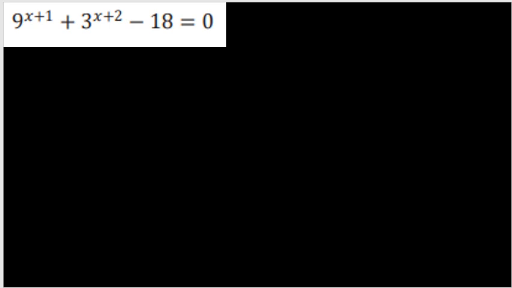Okay, let us see how to solve this exponential equation. It says 9 to the power of x plus 1 plus 3 to the power of x plus 2 minus 18 is equal to 0. So what to do? 9 to the power of x plus 1 is the same as 9 to the power of x times 9 to the power of 1, plus 3 to the power of x times 3 to the power of 2, minus 18 is equal to 0.